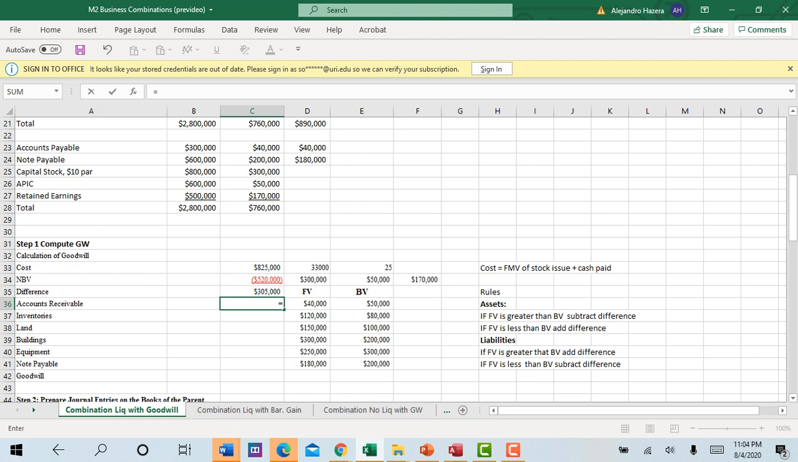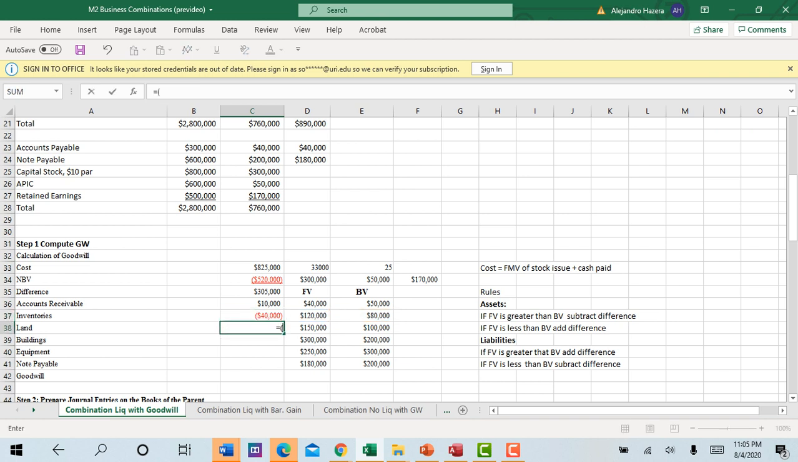Okay, so we got a situation here where the fair value for an asset is less than the book value. And I'll talk about why as we move on here. So we'll just take 50 minus the 40, so we'll get a positive $10,000 there. So if the fair value is less than the book value, add the difference. Now, if the fair value is greater than the book value, then subtract the difference. That's negative 40.